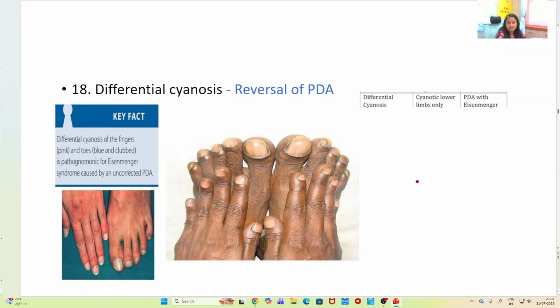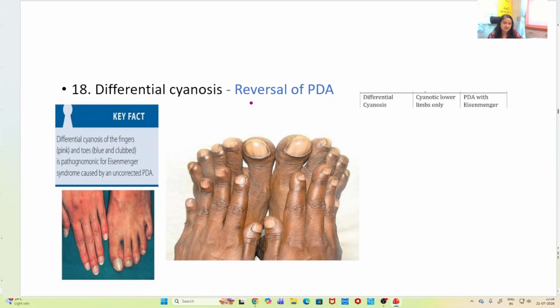Now differential cyanosis. What is differential cyanosis? Differential cyanosis is seen in which condition? It is basically identified by cyanotic lower limbs only.